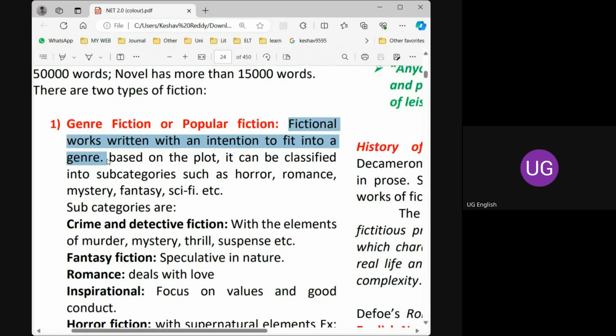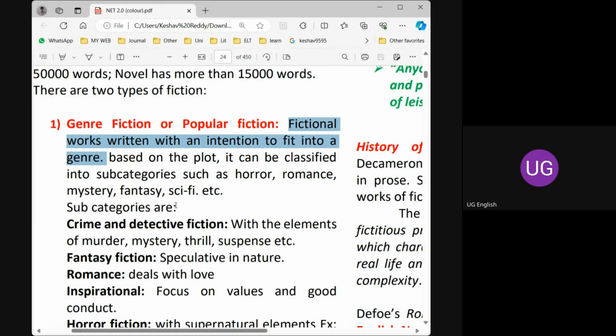The answer is highlighted here. You can just read the answer. A fictional work, if it is written with an intention to fit into a genre. There are several literary subgenres in fiction. But if the author has written the novel with some motive, some intention, some type of categorization, that is called genre fiction.